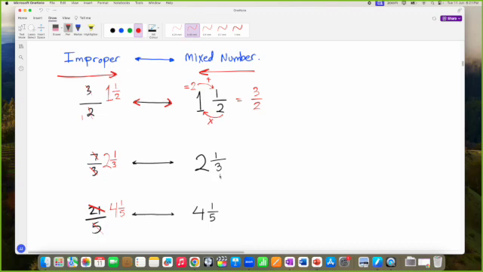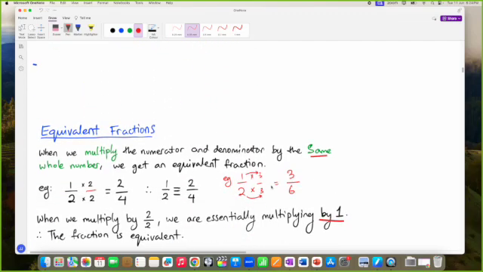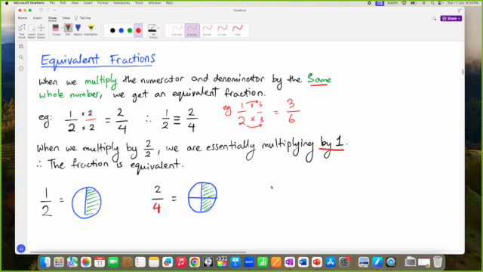So again, you multiply the denominator by the whole number. 2 times 3 equals 6. And then you add it to the numerator to give you 7 over the denominator, 3. Again here, 5 times 4 is 20, and 20 plus 1 will give me 21 over 5. So we know how to go from mixed numbers to improper fractions and so on. Let's talk about equivalent fractions.